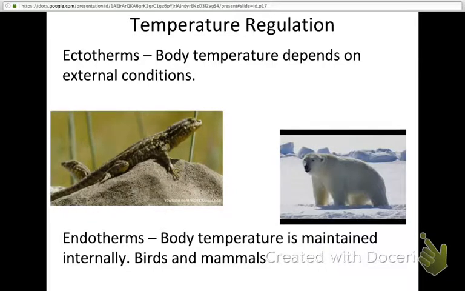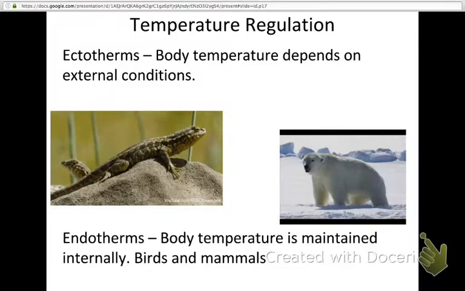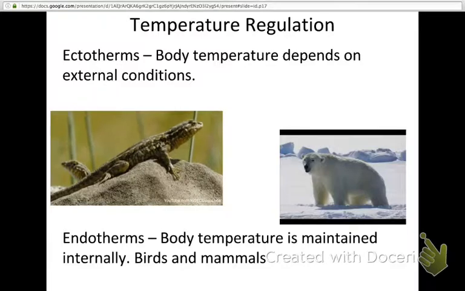Temperature regulation, we have endotherms, which will monitor or regulate their temperature. They can sweat or shiver. And then we have the ectotherms that would lay in a bright sunny area to keep their body temperature in the right range.